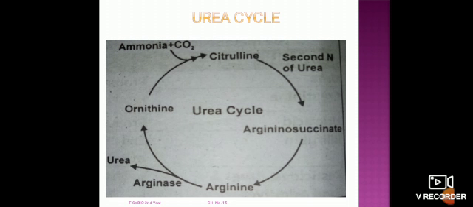Arginosuccinate is converted into arginine, where the arginase enzyme divides it into two things. One is urea, which will be discharged from the body, and ornithine again enters the cycle as a precursor of citrulline. In this way, urea is discharged from the body, and this process carries on in the liver.